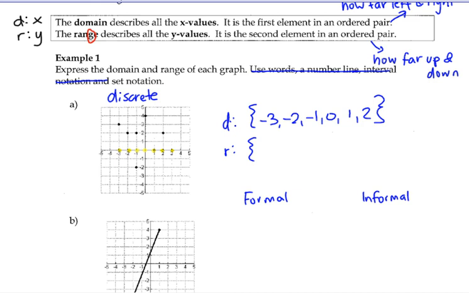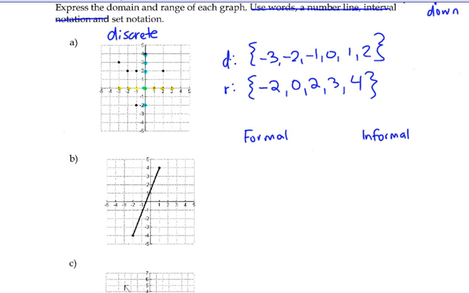Now the y values, if it had a shadow on the y-axis, where would it hit? The lowest one would be at -2. There's a point at 0 and 1, or 1 and 0, sorry. Then also at 2, 3, and 4. So -2, 0, 2, 3, 4. Okay, domain, range. So that's very similar to what you've seen before. Manageable? Yes. Now what do we do when it's a line?